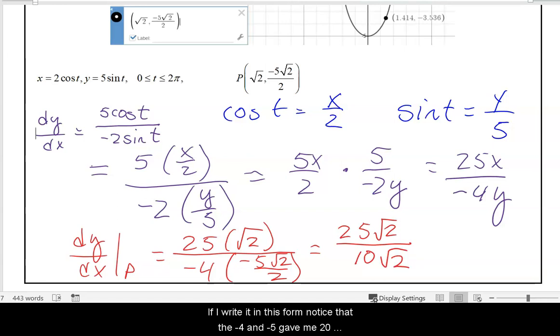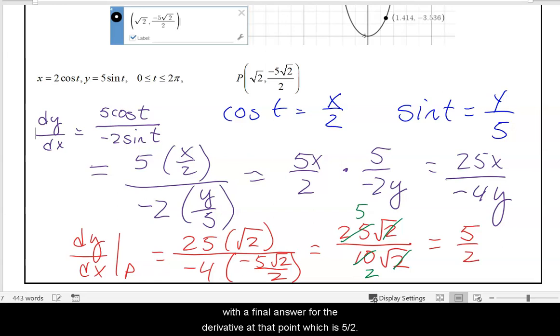If I write it in this form, notice that the negative 4 and negative 5 gave me 20, which divided by 2 is 10, which gives me a common factor of square root of 2. The square root of 2's will cancel, and I can also reduce the common factor of 5 from 25 and 10 to come up with the final answer for the derivative at that point, which is 5/2.